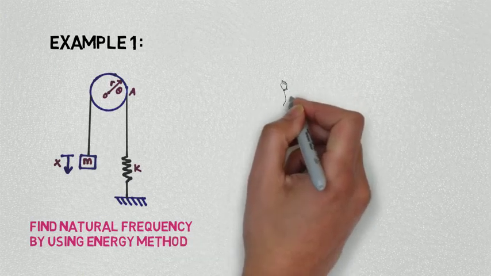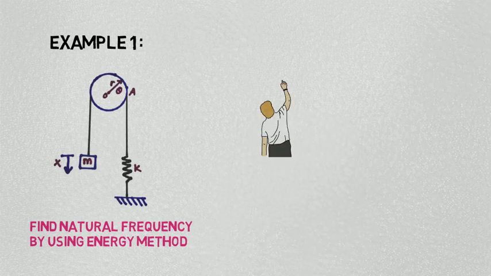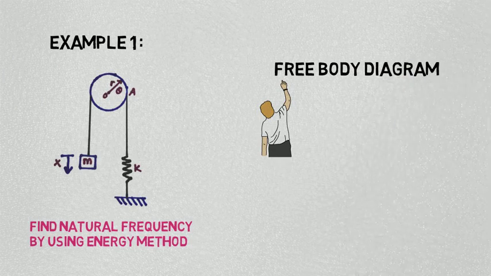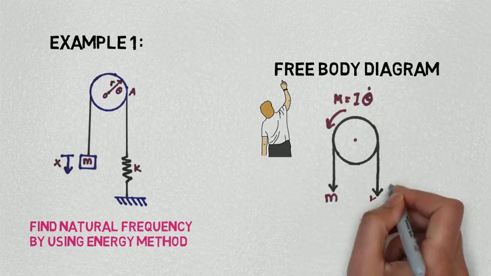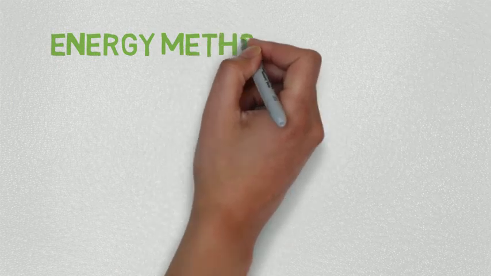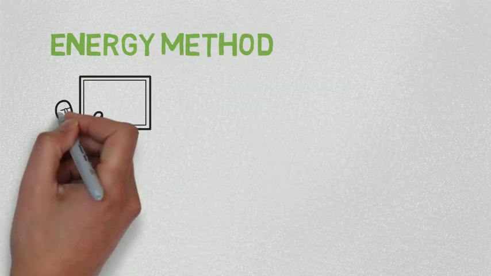Here is the question, and the question asks you to find the natural frequency. First, you must draw the free body diagram. The motion rotates anti-clockwise, so the spring will expand. To draw the forces, the spring force must be in the opposite direction. In the energy method, there will be 2 main equations. First is the kinetic energy and another one is the potential energy.